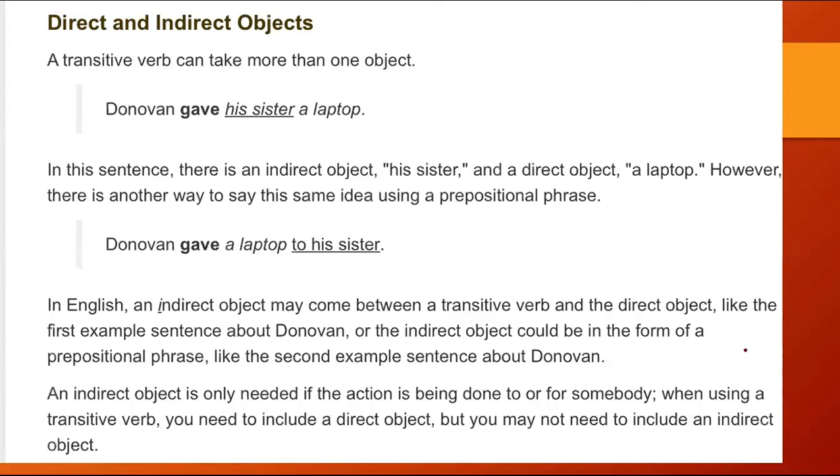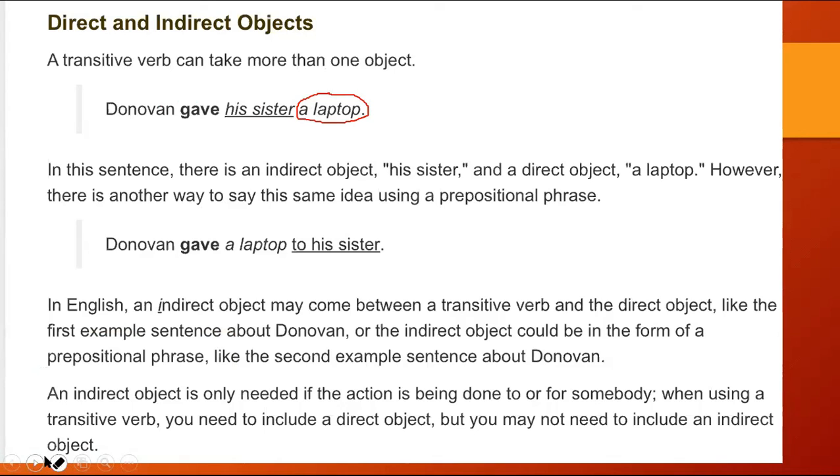So let's see this sentence, guys. Donovan gave his sister a laptop. What did Donovan give? A laptop. So this is our direct object. The circled one is the direct object. But we're gonna add another object because a transitive verb can have more than one object. What is underlined in this sentence?